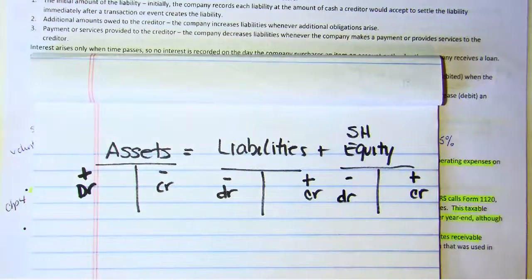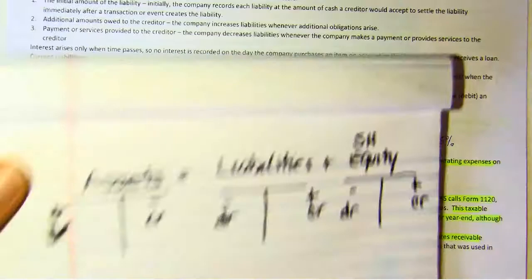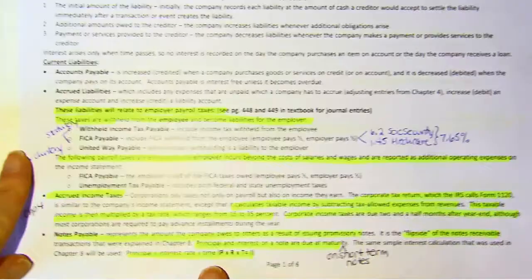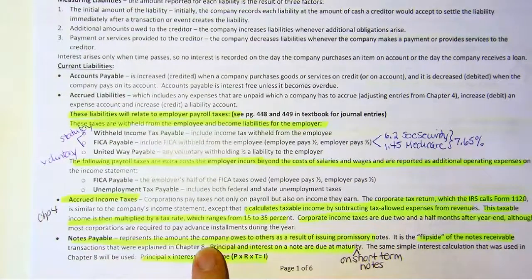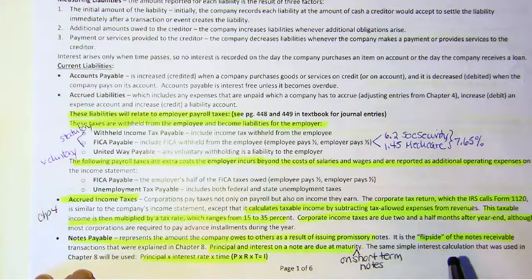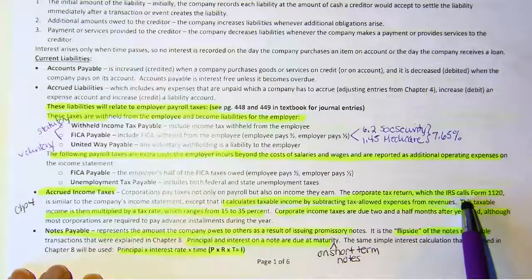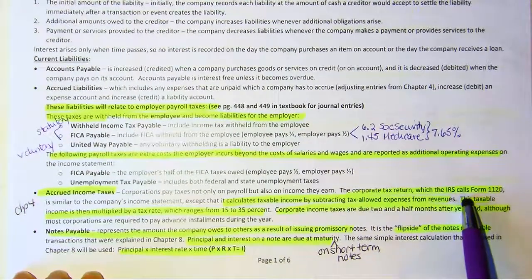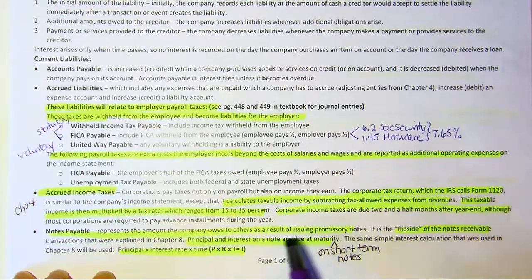Okay, taking a look at accrued income taxes, you actually learned how to do this accrual entry back in Chapter 4 when we did our adjusting entries, but this tells us a little bit more about how we do that calculation. First of all, the tax return is number 1120. That's the corporate tax return.